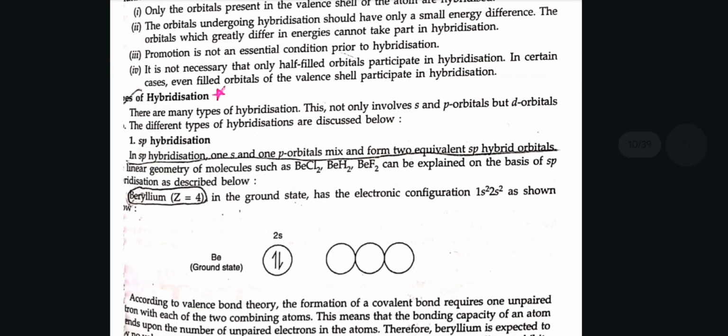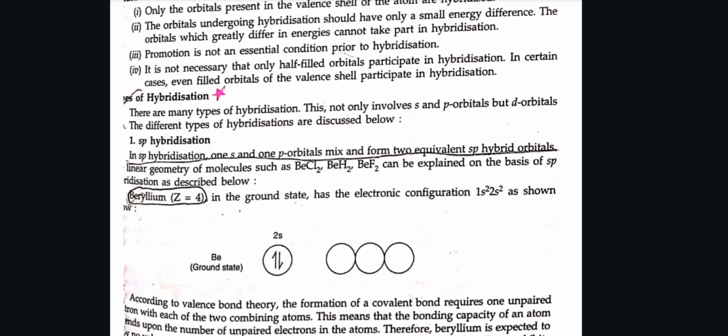Types of hybridization. There are some types of hybridization that involve not only s and p orbitals but also d orbitals. The different types of hybridization are discussed below. sp hybridization: in sp hybridization, one s and one p orbital mix and form two equivalent sp hybrid orbitals.